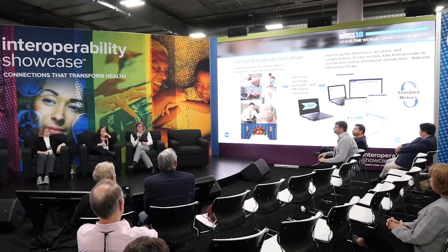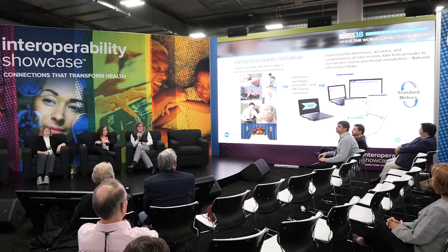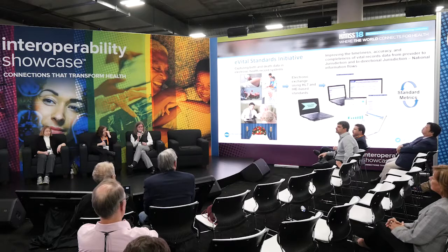And the CDC's Division of Vital Statistics has been working collaboratively for a number of years with the National Association for Public Health Statistics and Information Systems, or NAPHSIS, with state representatives, with EHR and vital record systems vendors, and with the standards development organizations, HL7 and IHE, to support the eVital Standards Initiative. The goal of this initiative is to develop and implement national standards to support interoperability, to improve the timeliness, accuracy, and completeness of birth, death, and fetal death records.